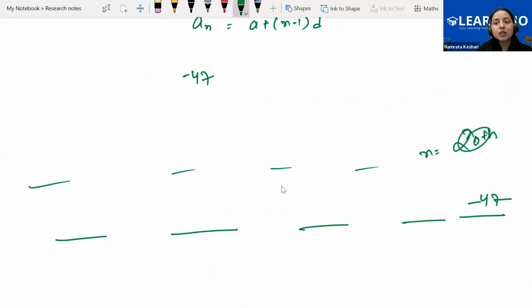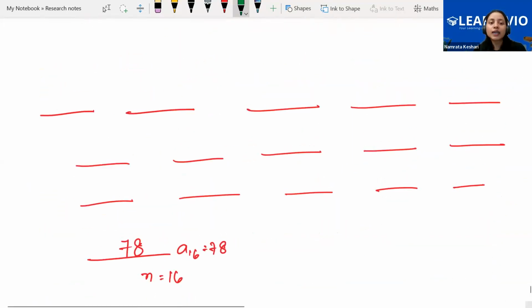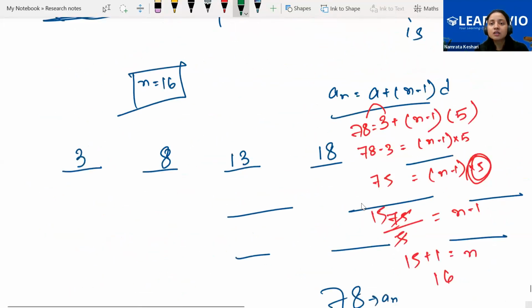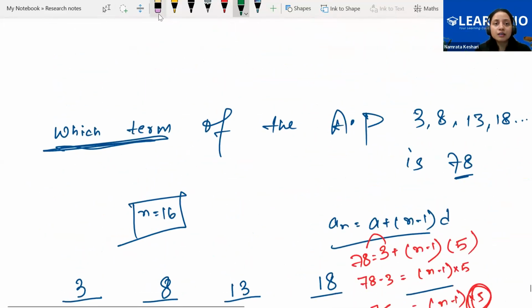Suppose, like the previous one, here we got n as 16. And at last 78 is sitting. At last in this sequence, a few numbers are there in between, and then at last 78 is sitting. Now we got to know that at the 16th place 78 is sitting.